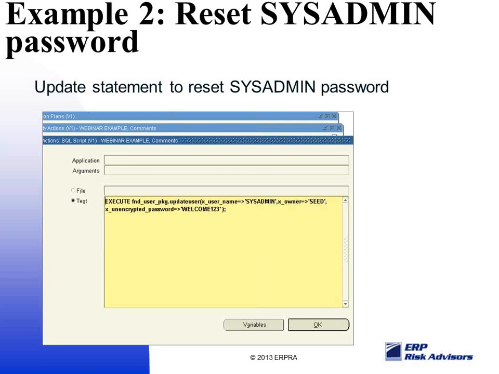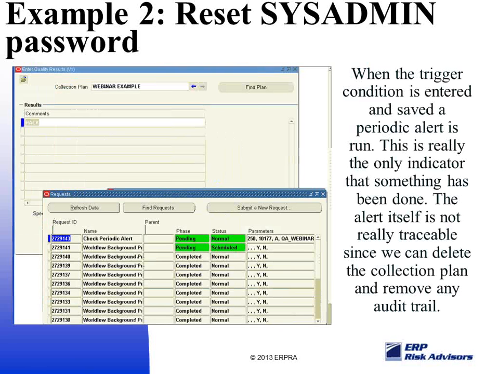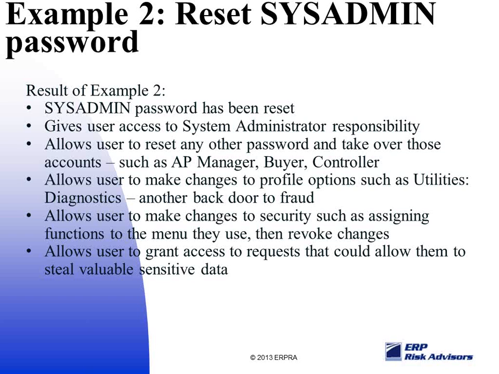So in this case, the SQL statement is executing a particular package, the FND user package, and the update user process. So we're calling this particular package to update the sysadmin login and reset the unencrypted password, which is where it's stored, to welcome123. So the net result is, we go in, we enter into the comments hack, that kicks off a background process that runs, and the net result would be the sysadmin password has been reset.